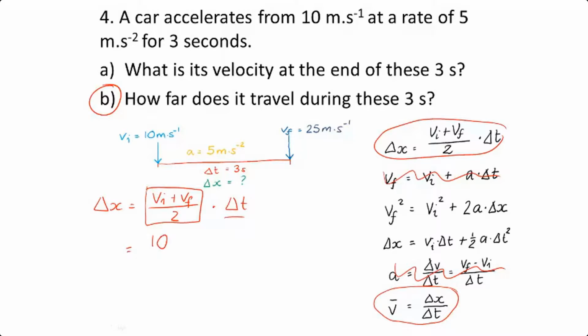The average velocity is 10 plus 25, the initial and final velocities, divide by 2. Then we multiply that by the time duration, 3 seconds. 10 plus 25 divided by 2 is 35 divided by 2. We multiply that by 3, and our answer is 52.5. This is a displacement. How far does it travel? And so our unit is meters.